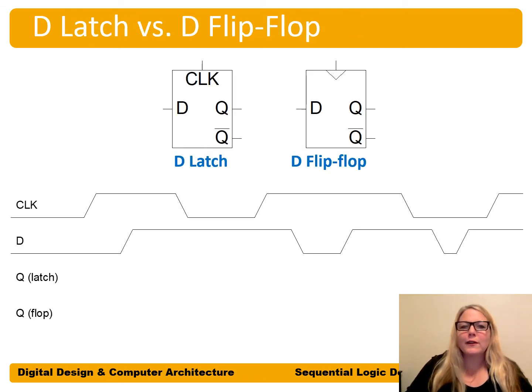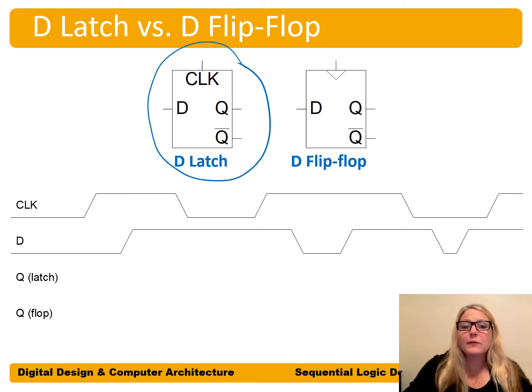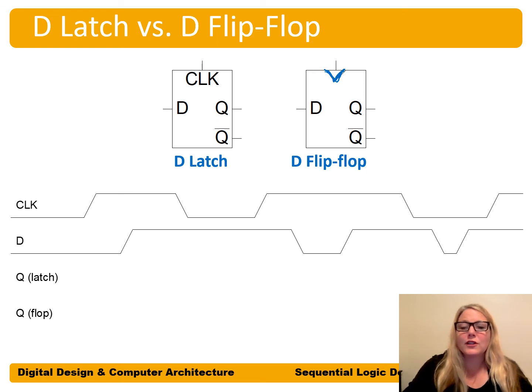So let's compare how a D latch and a D flip-flop work. Here's our symbol for our D latch. It looks very similar to the D flip-flop, except we just have a clock input up here. And now our D flip-flop has a triangle here indicating edge triggered for the clock input.